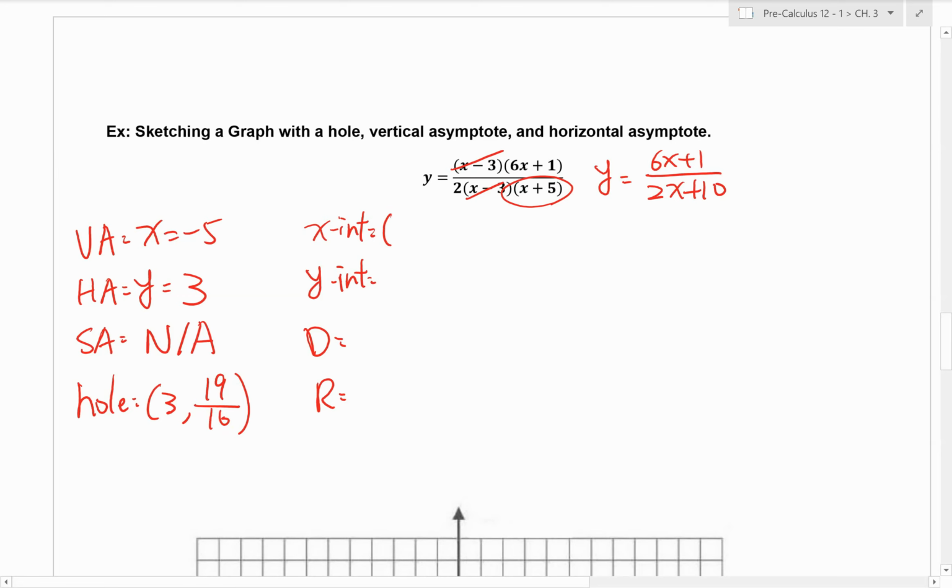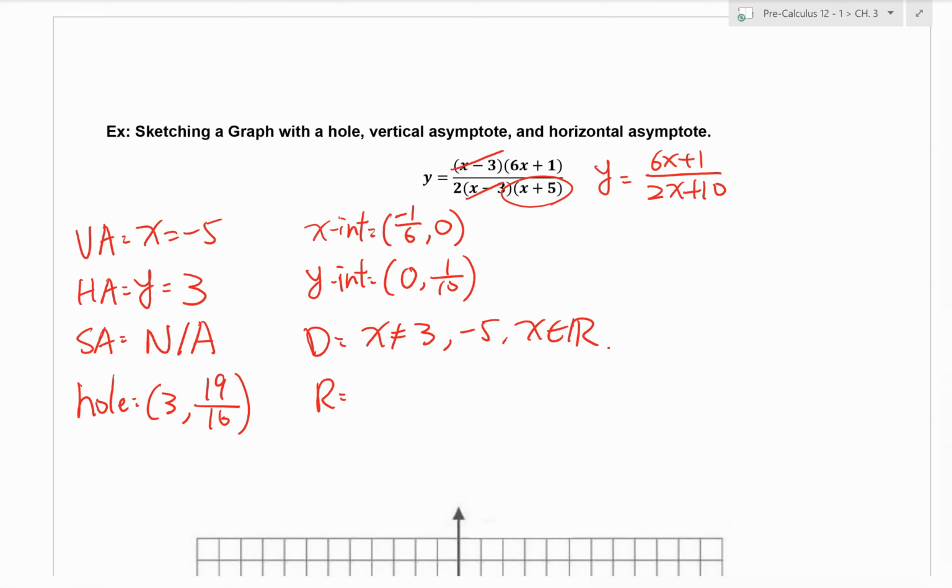X-intercept, again, is making the numerator 0. So in this case, it's going to be -1 over 6, comma 0. Y-intercept is plugging 0 into x. So you plug in here, you'll see that it's going to be 0, comma 1 over 10. The domain, x cannot equal 3 and -5, but it could be everything else. Okay, like I said, range is going to be a little bit more challenging, so I'm going to leave it blank for now. We'll come back to that in a second.